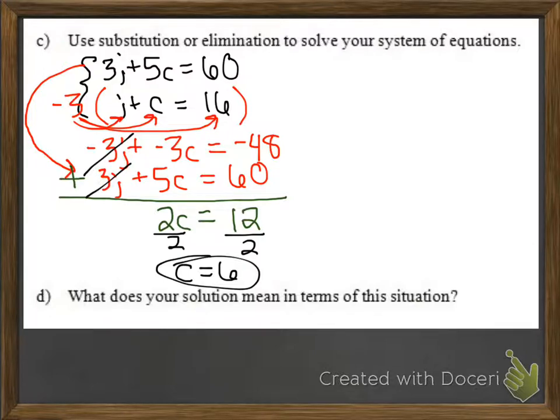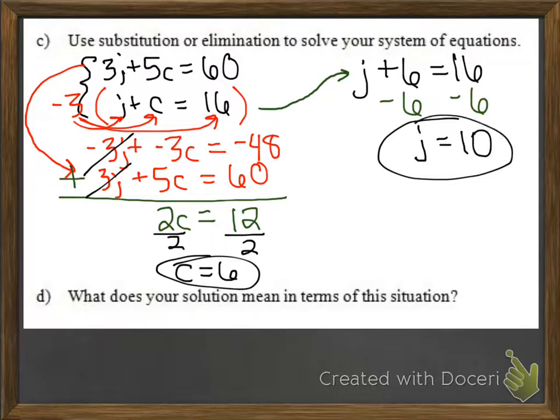Now I can plug that number 6 back into either one of the rules. I'm going to plug it back into the second rule shown because it's a simpler looking rule. And now I need to solve for J. I do that by subtracting 6 from both sides, and I get a result of J equals 10.